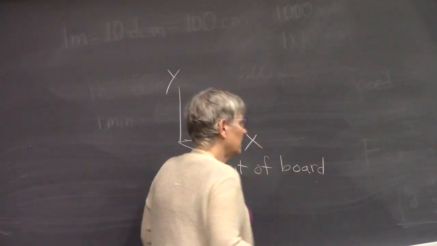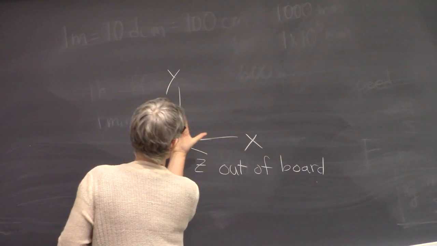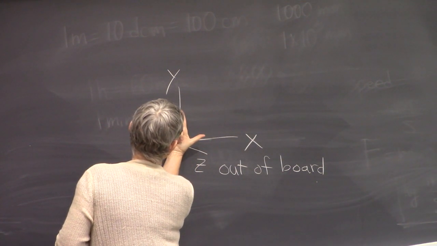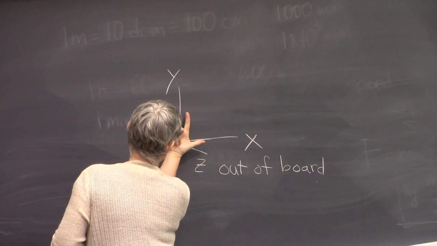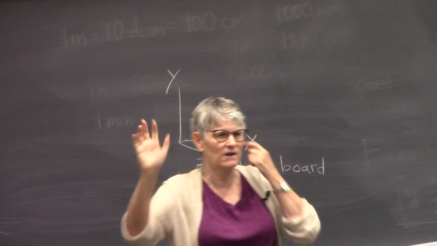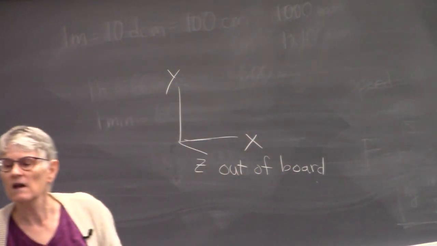This is called a right-handed coordinate system because if you hold your right hand, your thumb goes in the direction of x, your first finger goes in the direction of y, and your second finger sticks out in the direction of z, and it can be oriented any old way.